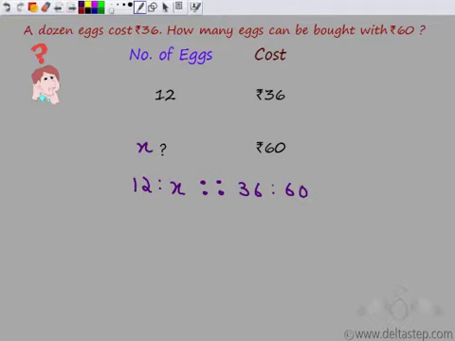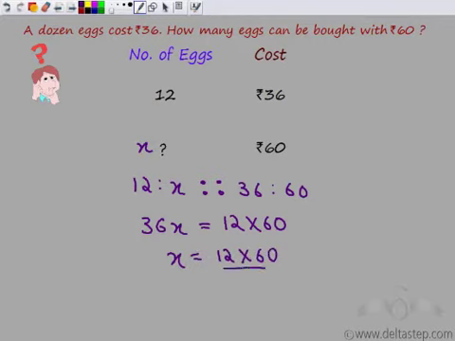So from here simply what I can say is the product of means, which is 36x, would be equal to 12 times 60. Further, x would be 12 into 60 by 36. Now 12 3s are 36 and this is 20. So x turns out to be 20. That is, you can buy 20 eggs with 60 rupees.